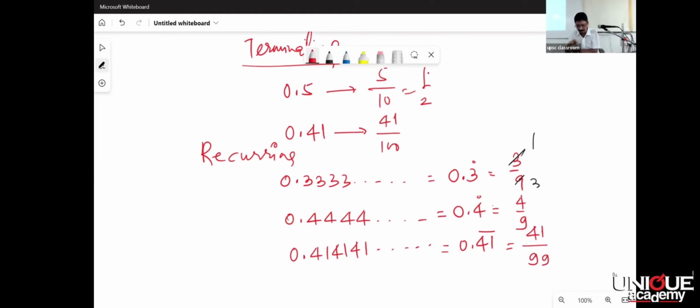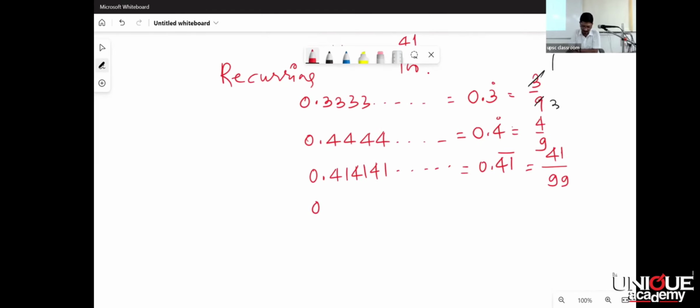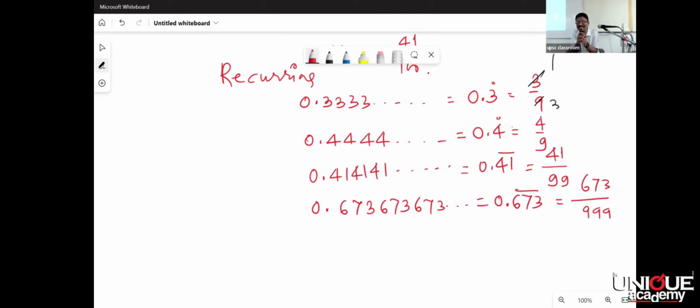So what is it? For example, 0.673673673 dot dot dot. That is 0.673 recurring. All of you present here in the class, offline as well as online, are getting the same. What is it? In the numerator, what should be the number? 673, and in the denominator, 999. So an equal number of nines are to be put. How many digits are repeating again and again? And in the numerator, the number formed by the digits in the decimal part. Are you getting me? Is it clear?